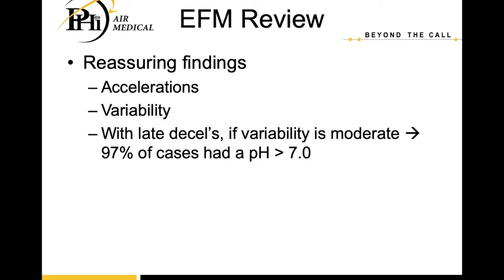Even if there is fetal tachycardia or some mild bradycardia or late decelerations, as long as you have moderate variability, that's typically going to be a reassuring sign. In a study, even with late decels, if the variability is moderate, there was a 97% chance that the pH was greater than 7. So that's a pretty big deal to see that moderate variability.